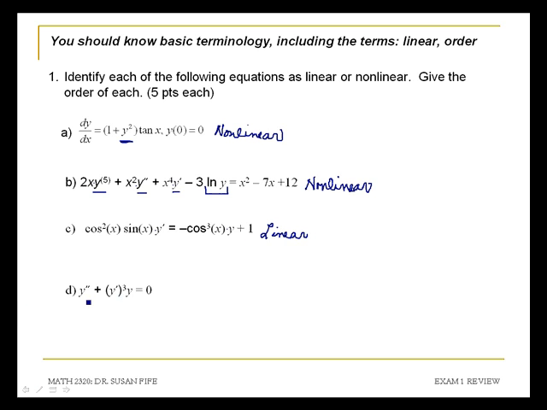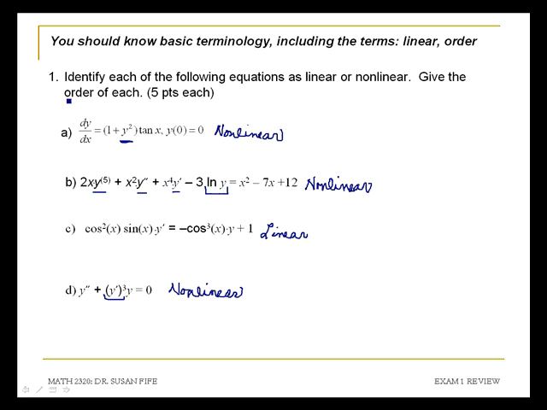And on D, this second derivative term is okay, but this first derivative term, because it's raised to the third power, that's not linear. Even if it weren't raised to the third power, because you have this derivative term multiplied by y, that would also make it nonlinear. Okay.